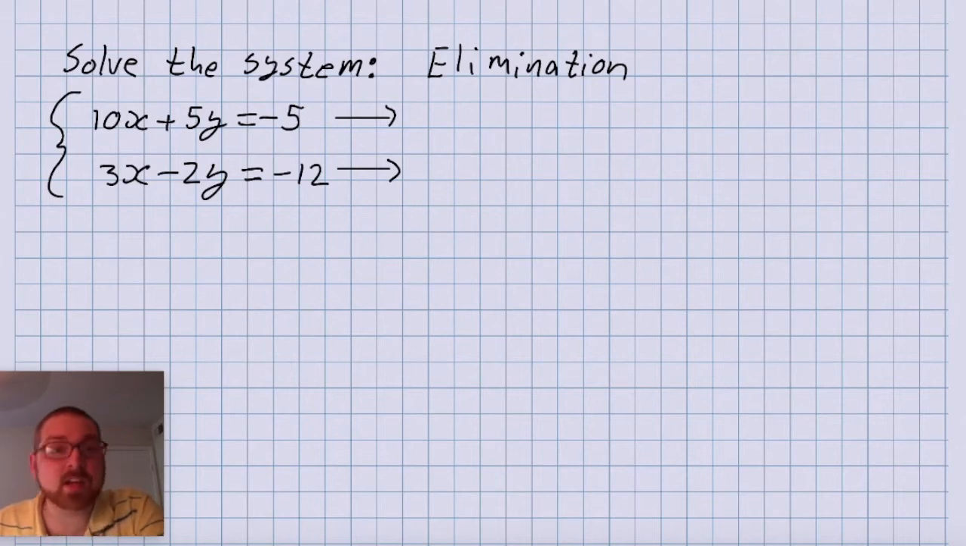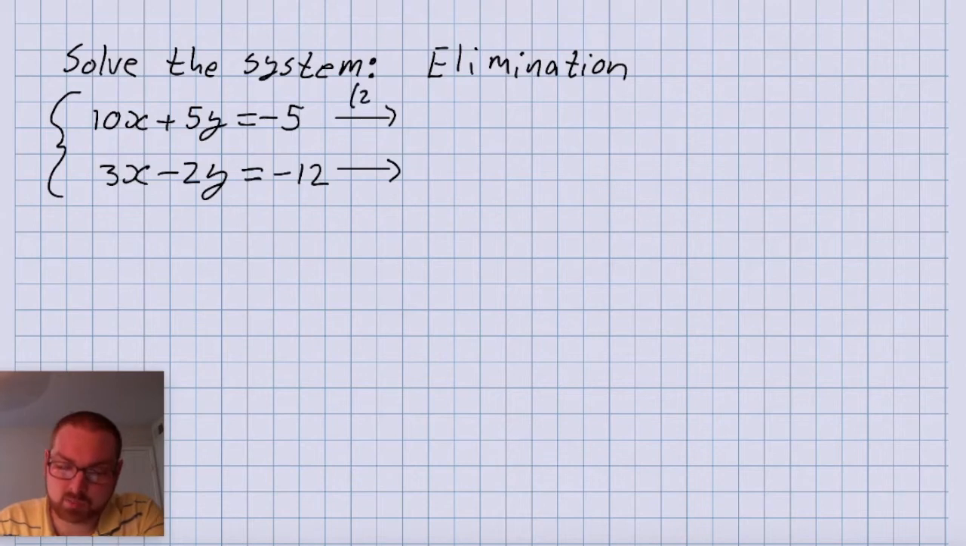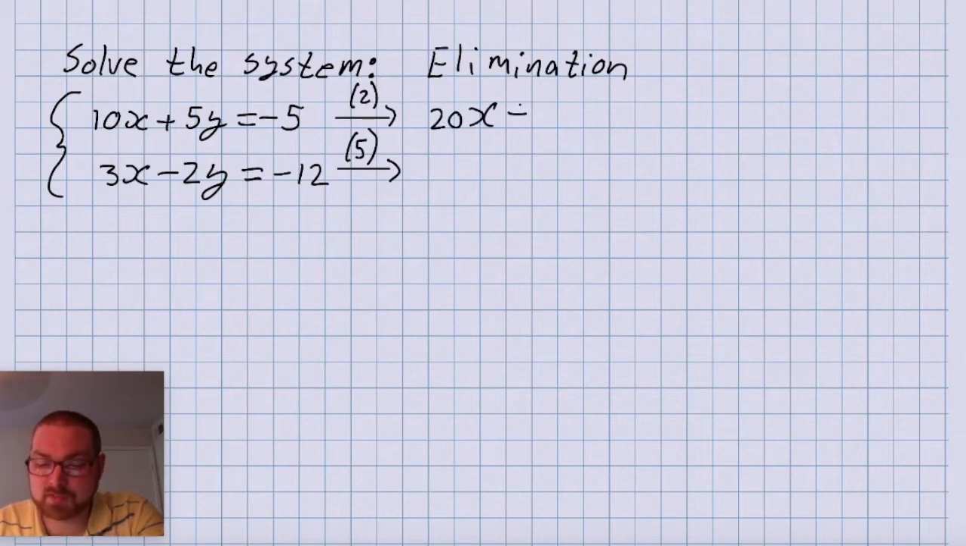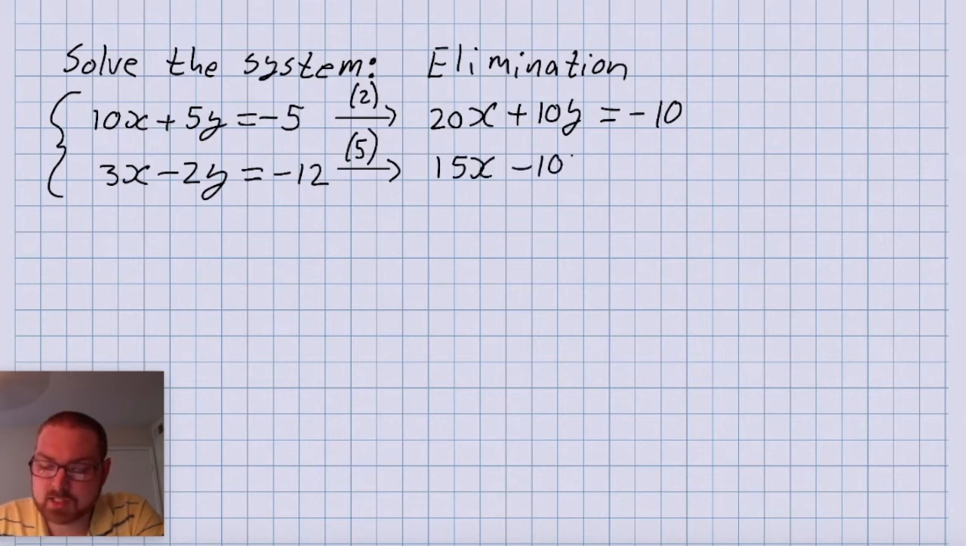My plan here is that I would like to see the y's cancel. So I would need to find the least common multiple of 5 and 2, which is 10. With that least common multiple in mind, I need to make that 5 10, so I multiply it by 2. I need to make that -2 -10, so I multiply it by 5. So I have to multiply everything. So 10 times 2 is 20x, plus 5 times 2 is 10y, equal to -10. I multiplied everything by 2. Down here, I'm going to multiply everything in the second equation by 5. 15x minus 10y is equal to -60.